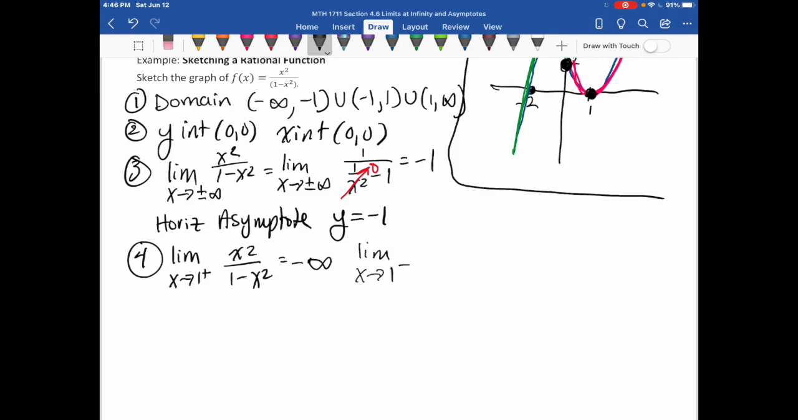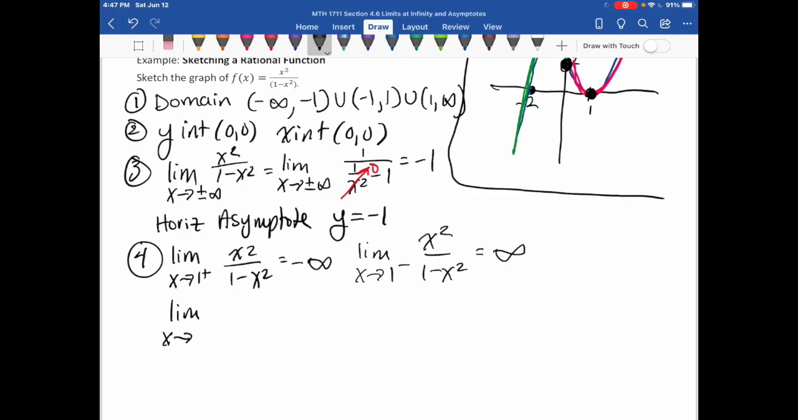Now, if I do numbers coming from the left of 1, that means I'm plugging in numbers that are close to 1 but less than 1. And so if it's less than 1, that denominator is going to be positive, and the numerator will be positive, which means it's going to go to positive infinity. So that's what's going to happen to the left and to the right of the vertical asymptote at x equals 1. Let's see what happens at the vertical asymptote at x equals -1.